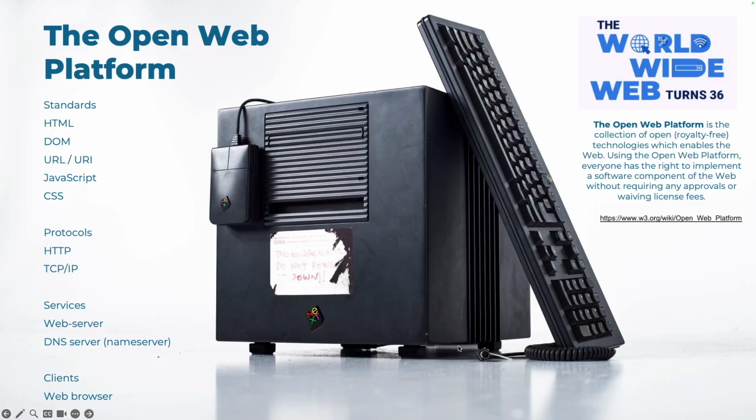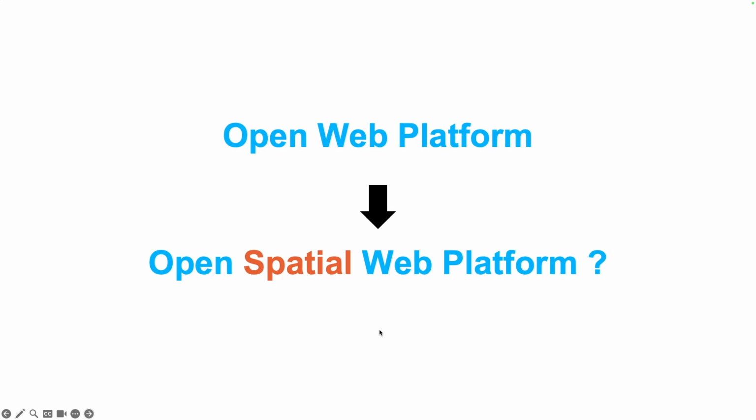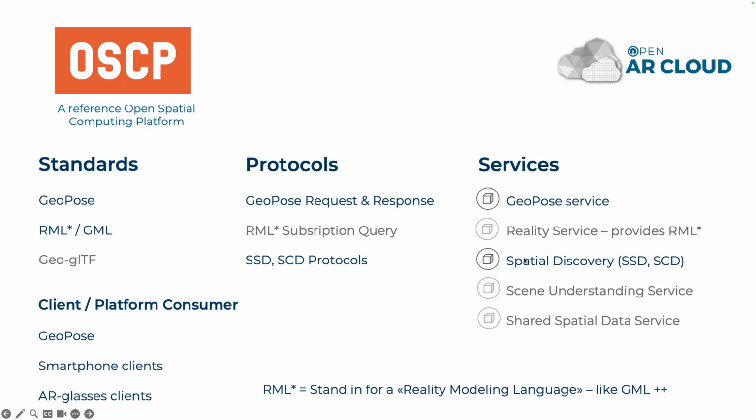As developers, we've been working with the Open Web Platform for over 35 years, a collection of standards and protocols that has proven to scale remarkably well. Taking inspiration from this, we envision a future where the spatial web is open and interoperable, where digital content is persistently and precisely anchored to real-world locations and accessible across different devices and platforms. We call this the Open Spatial Web Platform.